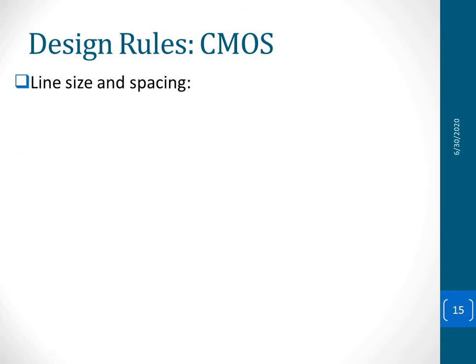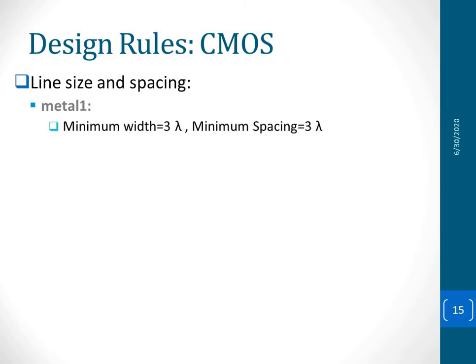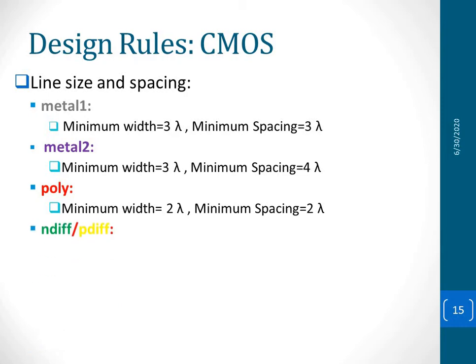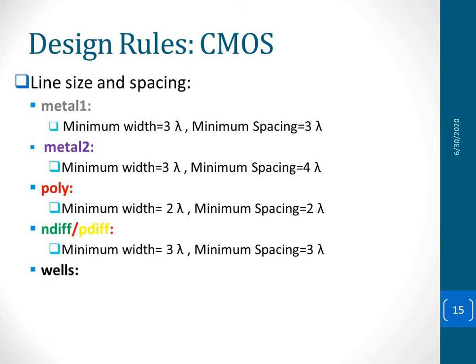So for CMOS, what should be the line size and spacing? For metal 1, the minimum width should be 3 lambda and minimum spacing should be 3 lambda. And for metal 2, minimum width should be 3 lambda, minimum spacing should be 4 lambda. And for polysilicon, minimum width should be 2 lambda and minimum spacing should be 2 lambda. For n diffusion or p diffusion, minimum width should be 3 lambda and minimum spacing should be 3 lambda.